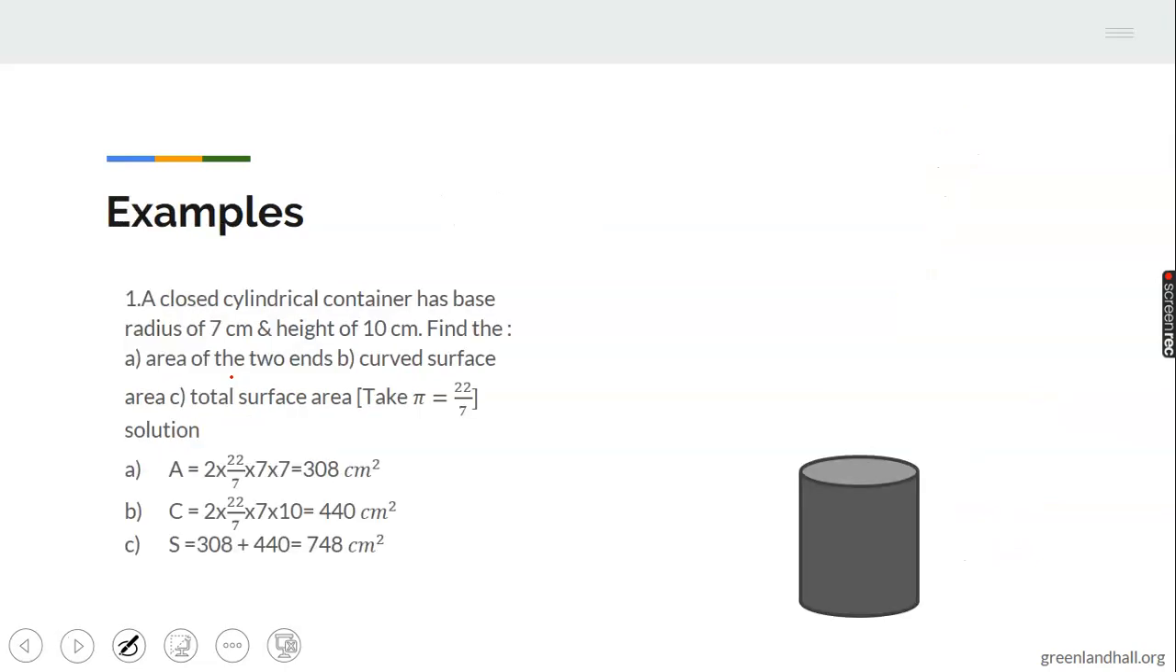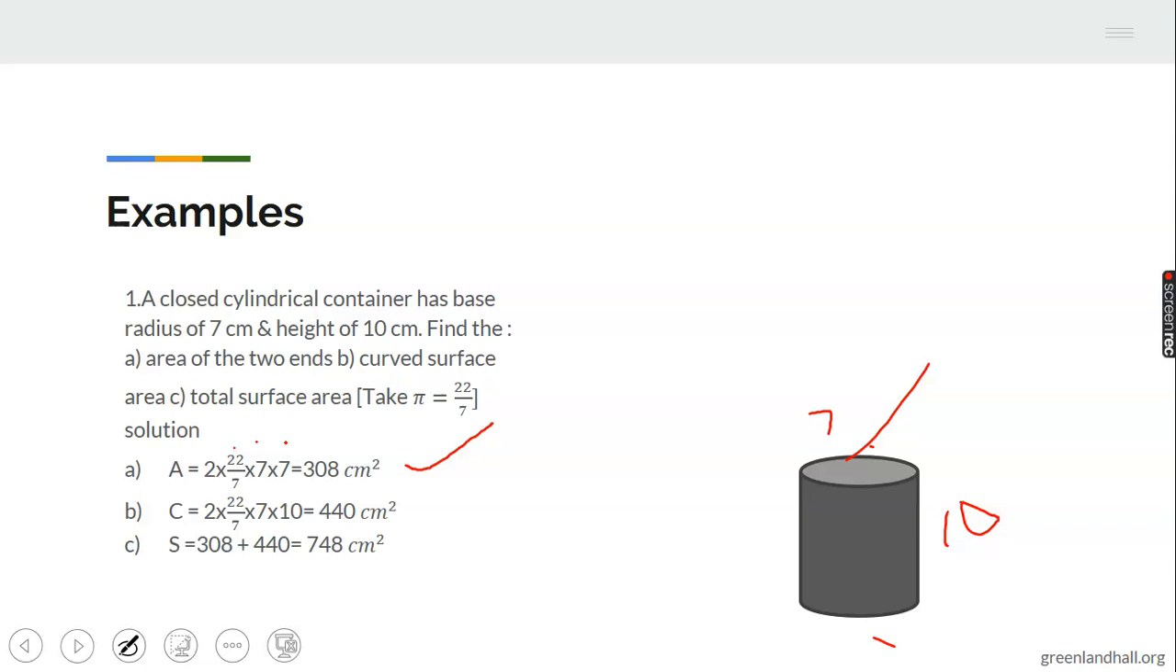So I take an example. A closed cylinder container has base radius 7, so the radius here is 7, and height 10. We are asked to find the area of the two ends, that is this circle and the one at the bottom. So the area is 2 times 22 over 7, then times 7 times 7. That will give us 308 centimeters squared.